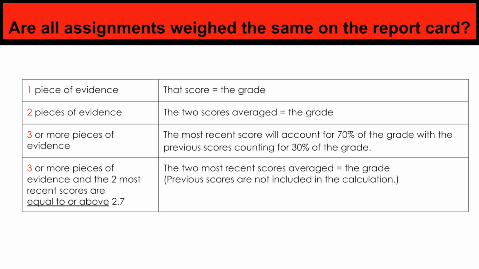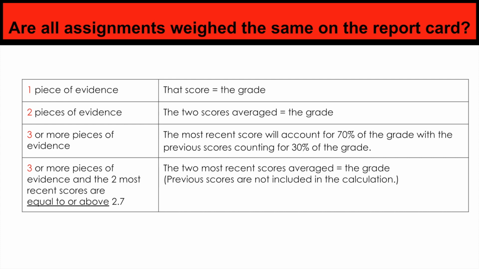Are all assignments weighed the same on the report card? If the teacher enters one piece of evidence for a standard, that score is going to equal your child's grade. If the teacher has 2 pieces of evidence for that standard, the 2 scores are averaged together and that equals your child's grade. If there are 3 or more pieces of evidence, the most recent score will account for 70% of your child's grade, with the previous scores counting for 30% of the grade. If there are 3 or more pieces of evidence and the 2 most recent scores are equal to or above 2.7, then the 2 most recent scores are averaged and that equals your child's grade.